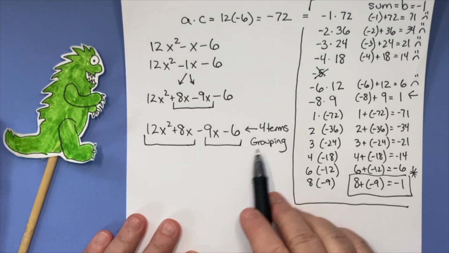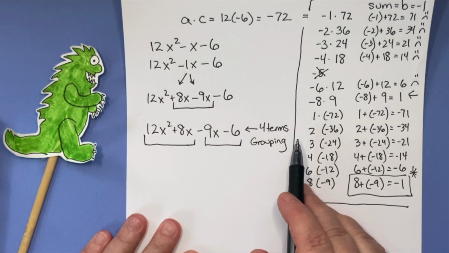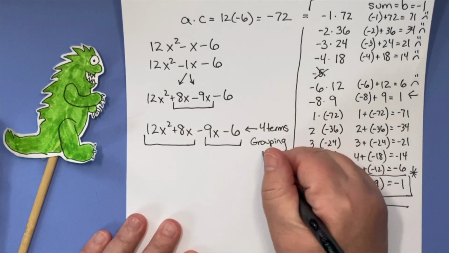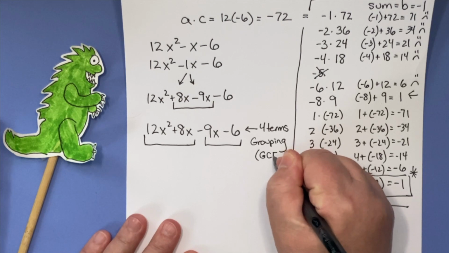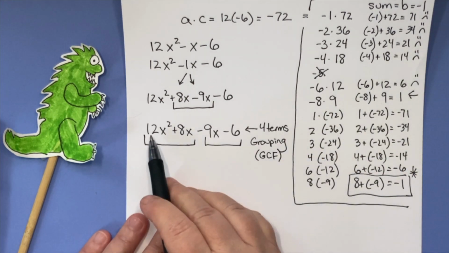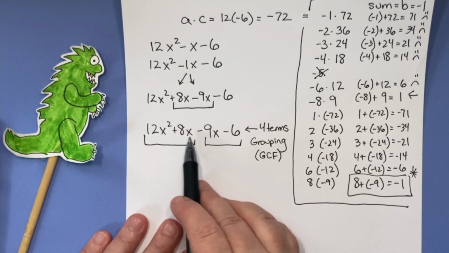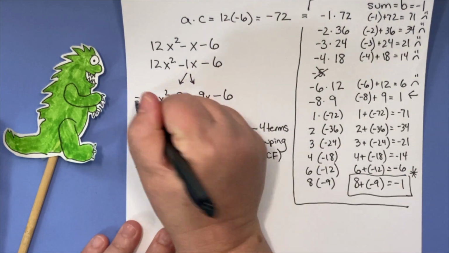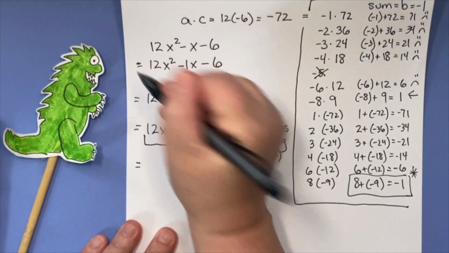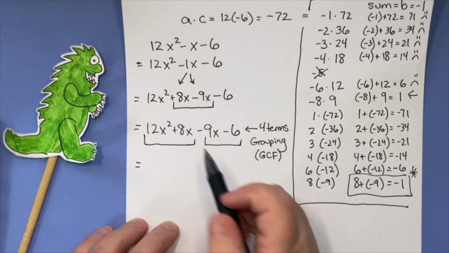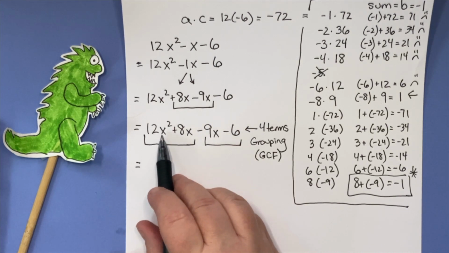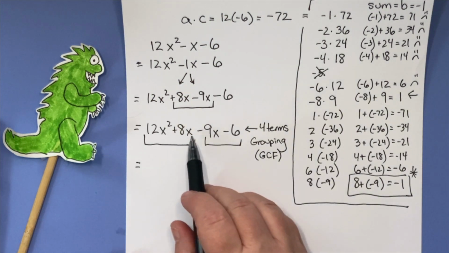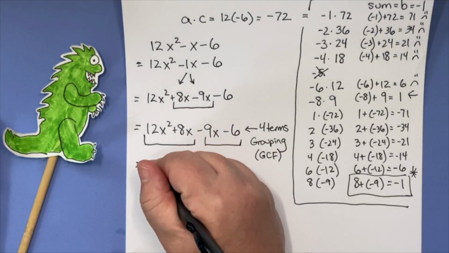So for grouping, instead of trying to factor the whole thing, I'm going to factor just these 2. Do we have a GCF? The greatest common factor. Is there anything common between the 12x squared and the 8x? And the answer is yes. I should have written equals here. Sorry about that. There we go. Oh, that last one was a little smeary. So I've got 12x squared plus 8x. 12 and 8 have 4 in common, and they each have at least one x. So I'm going to factor out a 4x.